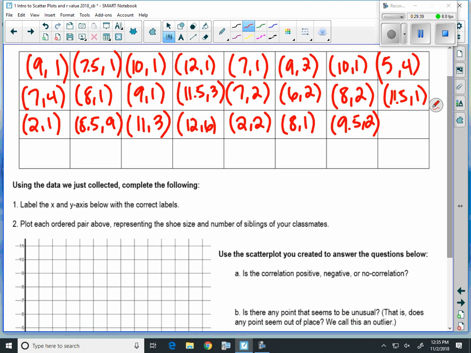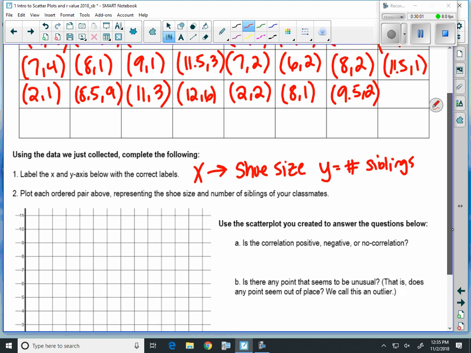I'm going to give you a little bit of time because now you get to plot all of those. Okay? So, what is your x value? What's your x-axis, I should say? Your feet size. That is shoe size. Y is number of siblings. So go ahead and plot all these coordinate points. I'm going to do mine up here as we go.